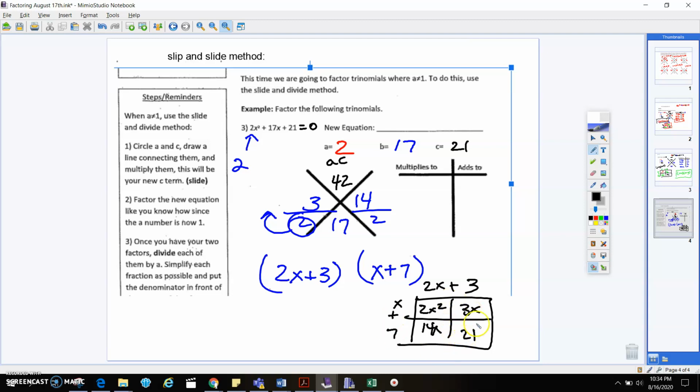Most teachers teach it this way, but I've seen in the past this. So again, if it's a whole number when you divide it by the A term, then you're just going to bring that whole number down. If it's not a whole number, then you're going to bring the bottom number out to the front, and then you're going to leave whatever is on top. So hopefully this helped with the factoring just a little bit.